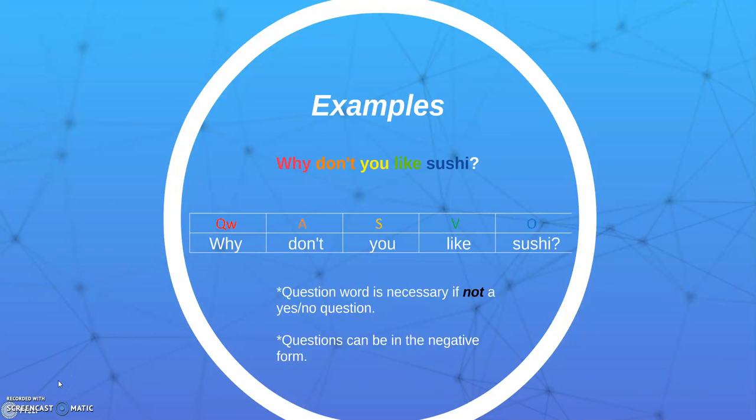On the other hand, we can have a question such as, why don't you like sushi? Notice here every single slot is filled up in the chart, including the question word. This is because this is not a yes-no question, because we are expecting a reason why you don't like sushi. So, since it's not a yes-no question, we must add a question word. Also note that questions can be in the negative form, such as you can see here.